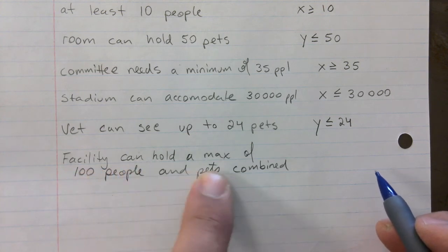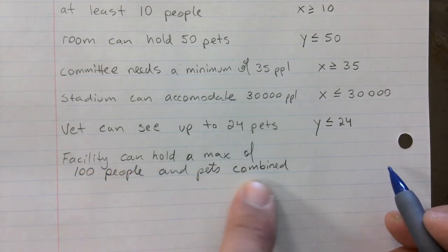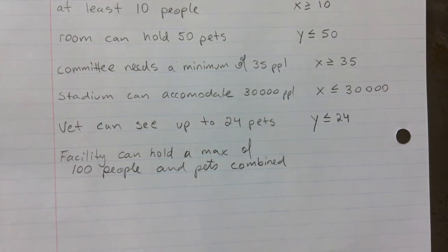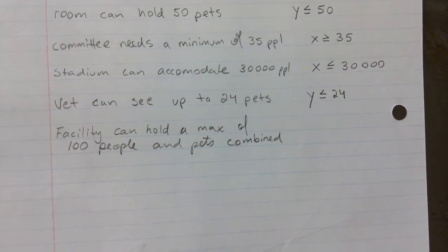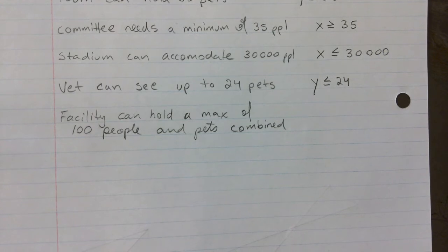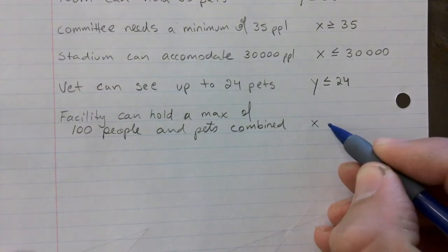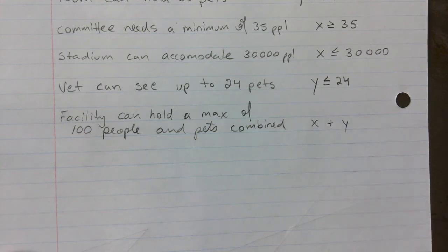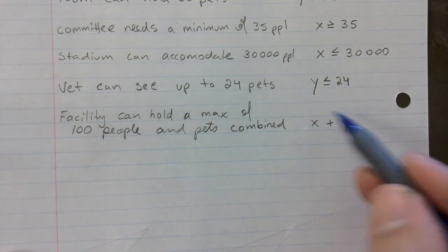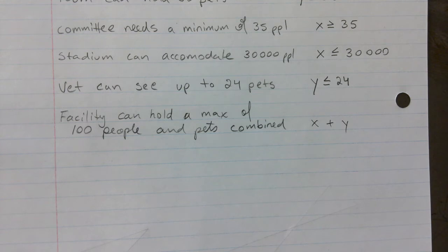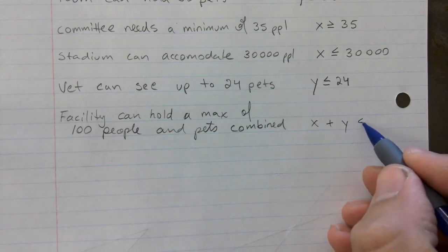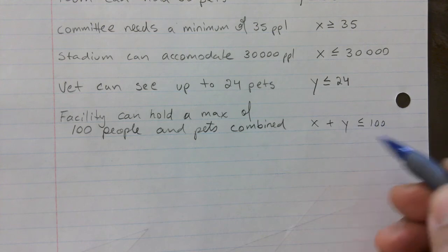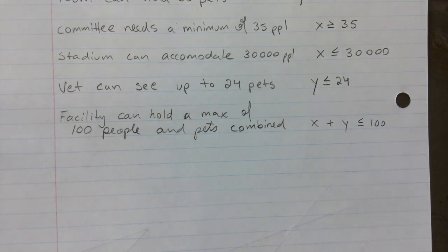A facility can hold a max of 100 people and pets combined. Now that one is going to be different. How would you state that? X plus y. Oh man, have you taken this course before? X plus y. This combination would have to be less than or equal to 100. Got it? So that's exactly what we're going to do. We're going to build like that. Unfortunately, I don't have any less than. Okay.